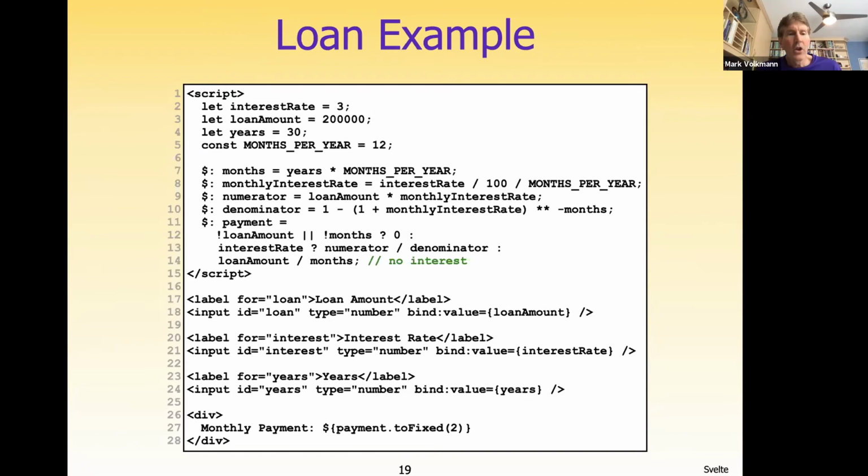Then looking at the inputs on lines 18, 21, and 24, they all have a bind:value binding to a certain variable. So on line 18, if I change the loan amount, that's going to cause other things up at the top to reevaluate. So loan amount is used on line 9. That's going to change the numerator. But because the numerator changed, that's going to trigger line 11 to recompute the payment.